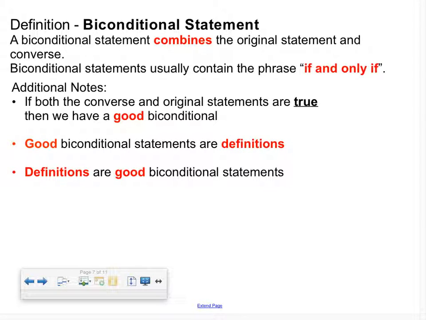The next statement that we have is biconditional statements. A biconditional statement combines the original statement and the converse. Biconditional statements usually contain the phrase "if and only if." Note that a good biconditional statement is when the original and the converse are both true. Good biconditional statements are definitions, and definitions are good biconditional statements.